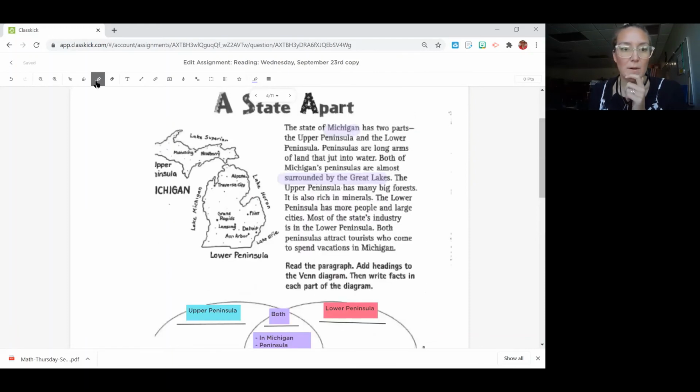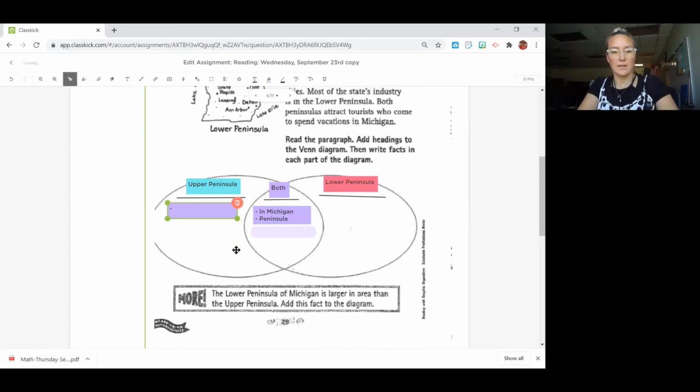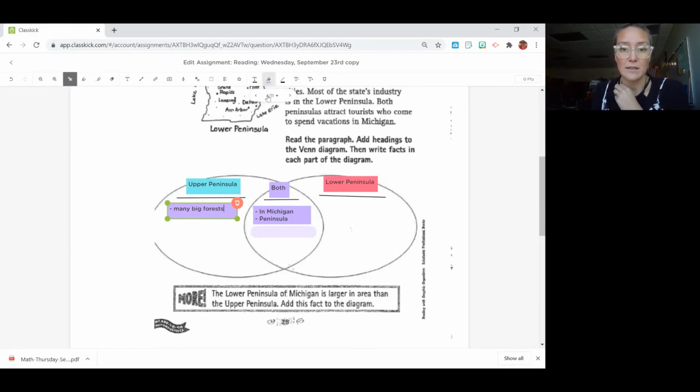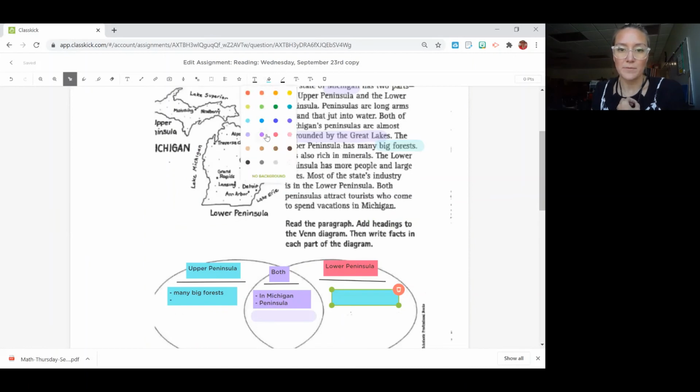Let's look for Upper Peninsula. What is only specific for an Upper Peninsula? So the Upper Peninsula has many big forests. So we'll add that, make a dash. It has many big forests. That means Upper Peninsula does, but Lower Peninsula does not. You'll have to find one more, at least one more, to add there. Then I'll find one Lower Peninsula part for you.